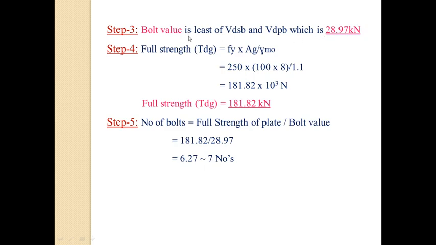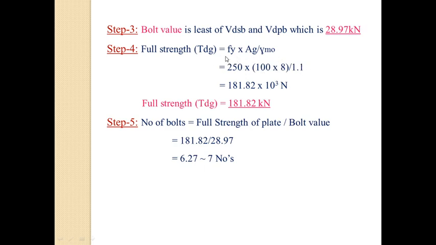Now here in this problem, factored load is not given. To calculate the number of bolts we require the factored load or ultimate load. So here we can calculate the total strength of that joint. How can we calculate it? Full strength, that is TDG, is equal to Fy into Ag upon gamma m0. Fy is the yield strength of the plate, Ag is the gross area of the plate, and gamma m0 is 1.1.